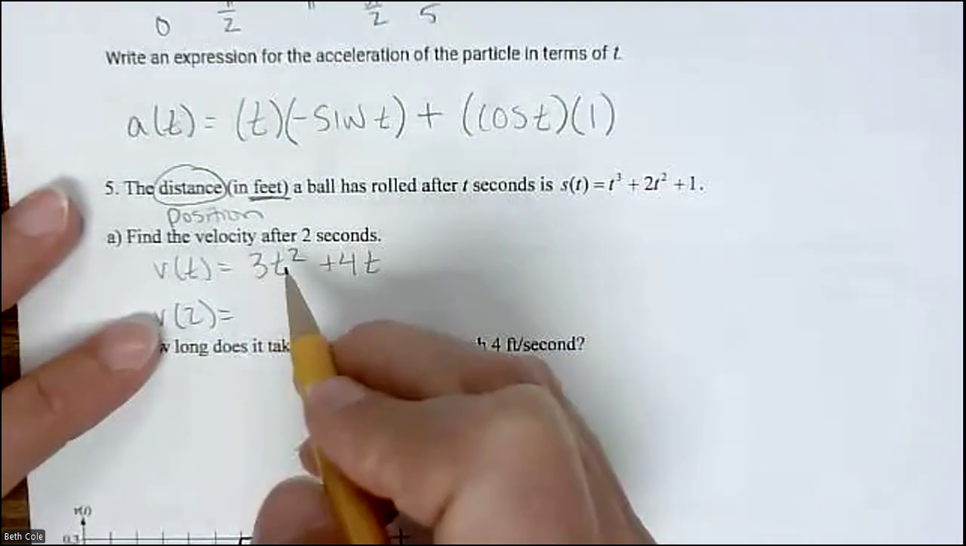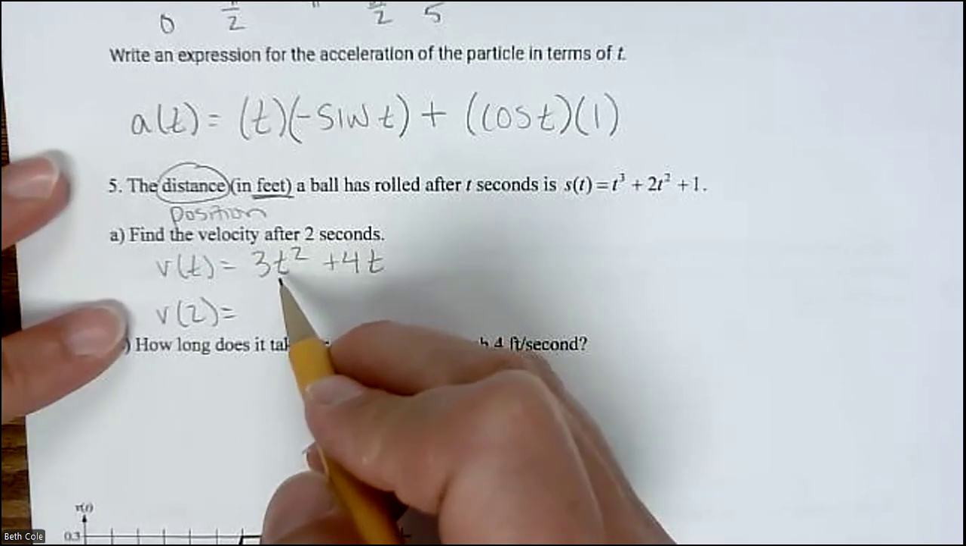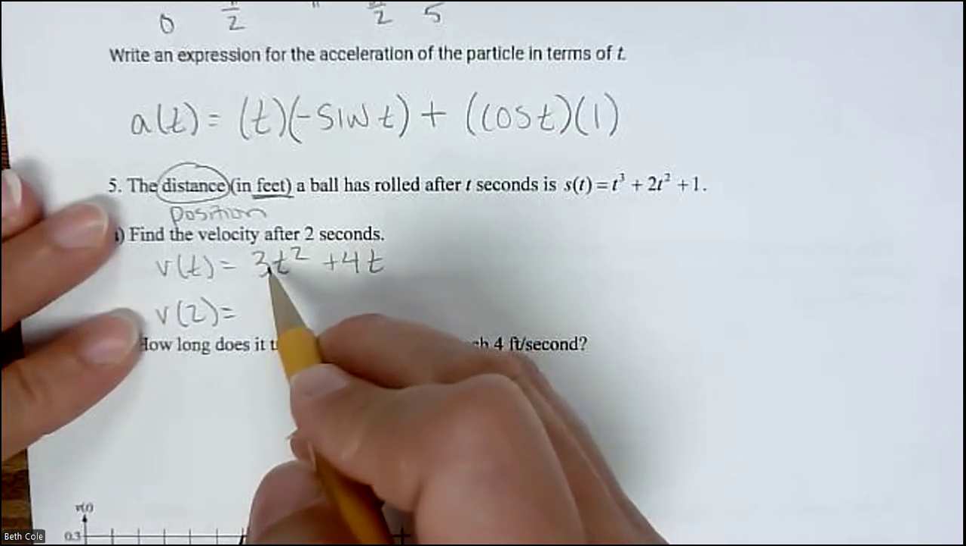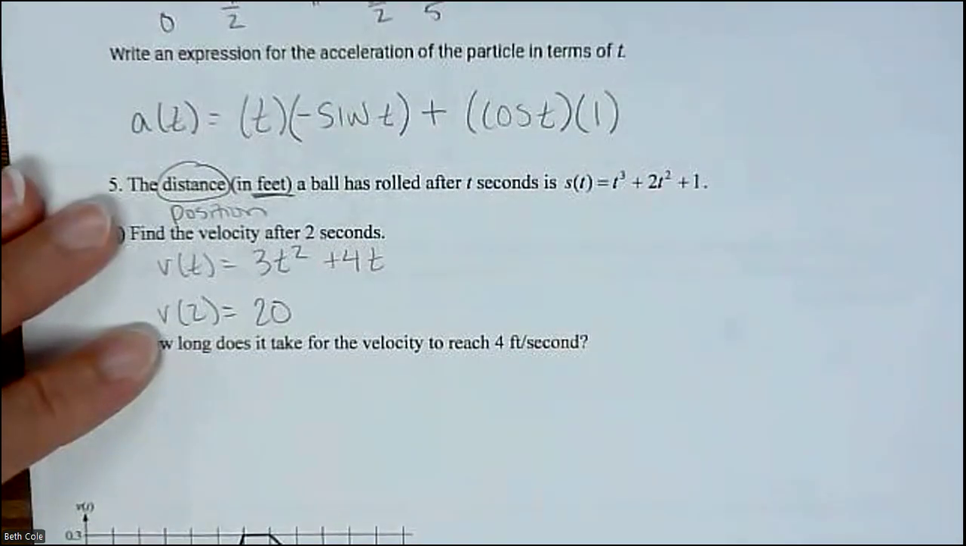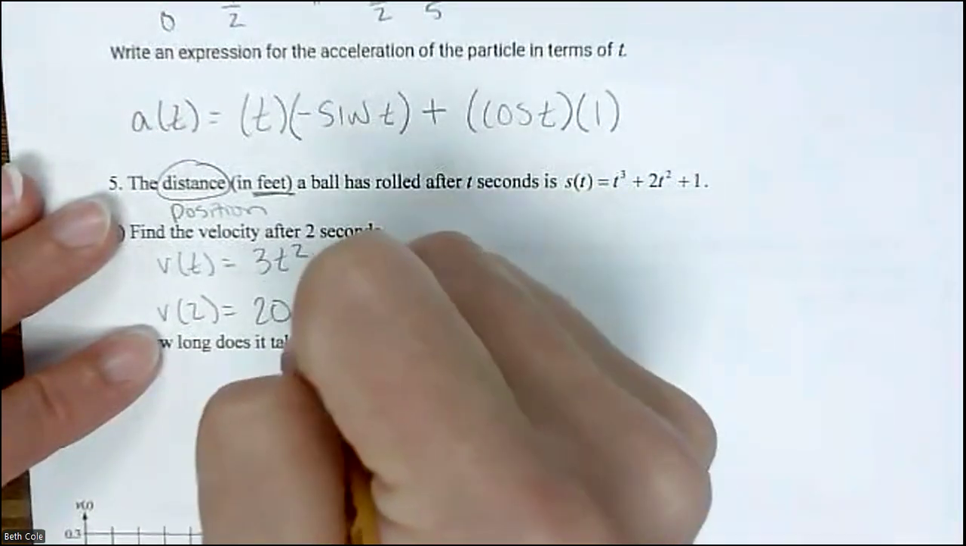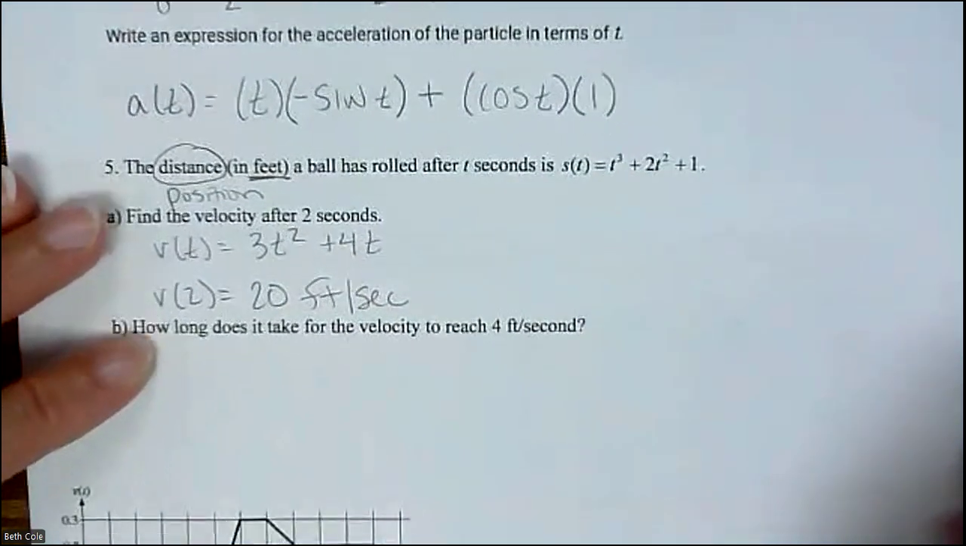And then we're going to plug in 2. From there, that's not even algebra. That's arithmetic, right? 2 squared is 4 times 3 is 12 plus 8 is 20. Units would be feet per second. Good job.